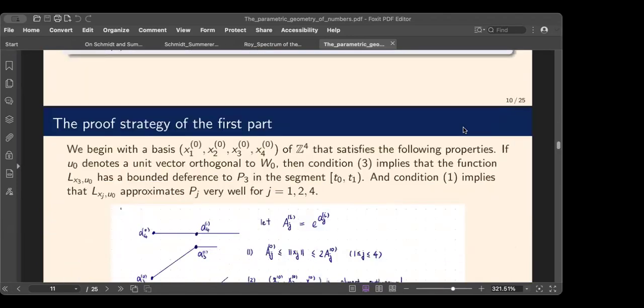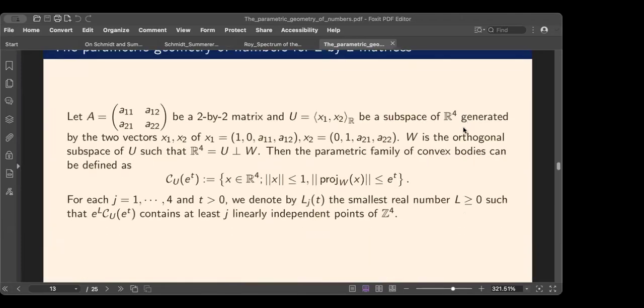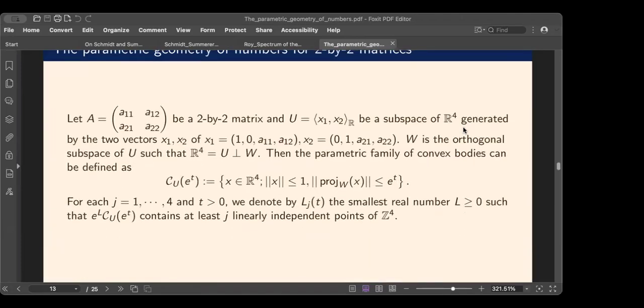Okay. So next I will introduce the rigid 2 times 2 system in a matrix case. First, I think we should define the convex bodies in this case. So we let A be a 2 by 2 matrix, and U is a 2-dimensional subspace in R^4 generated by these 2 vectors. And these 2 vectors are determined by this matrix. And we let W be the orthogonal subspace of U.